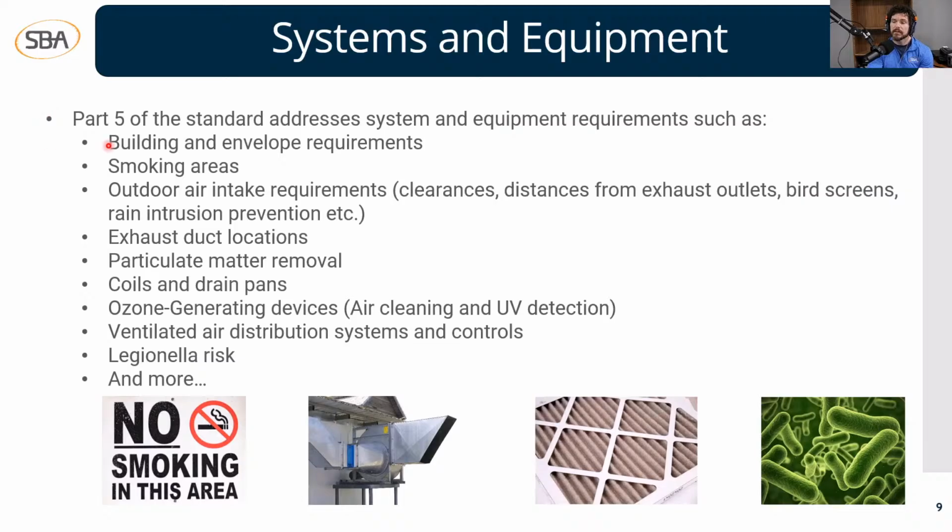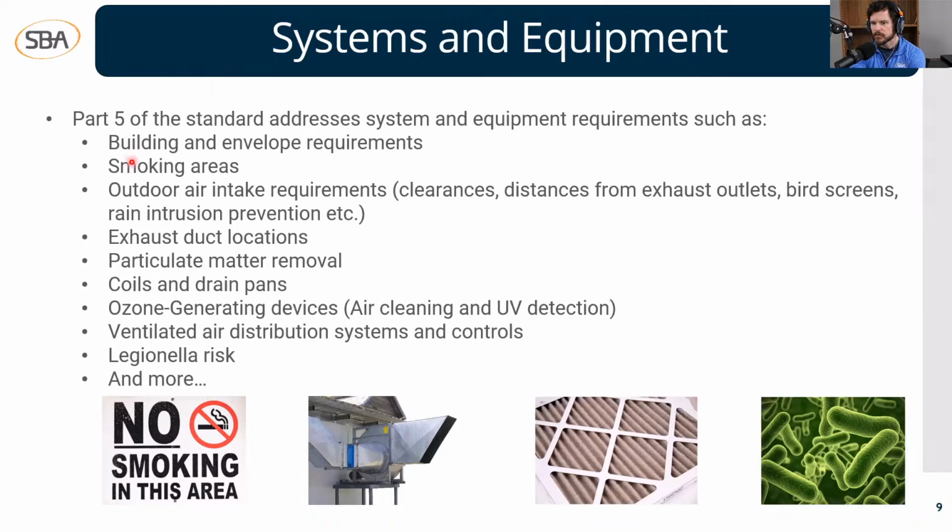Now let's talk systems and equipment. This is where the rubber meets the road. Part 5 of ASHRAE 62.1 gets deep into how systems should be built and installed to support good indoor air quality. So I'll go over each of these items and then I'll highlight the most important that I think.